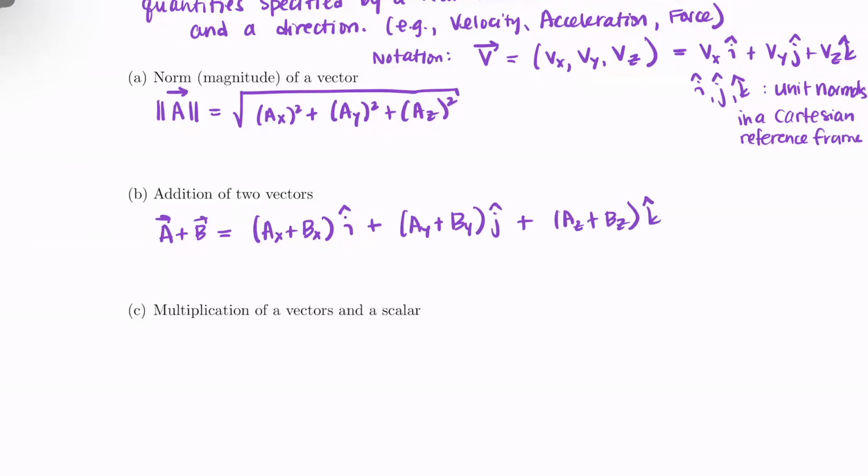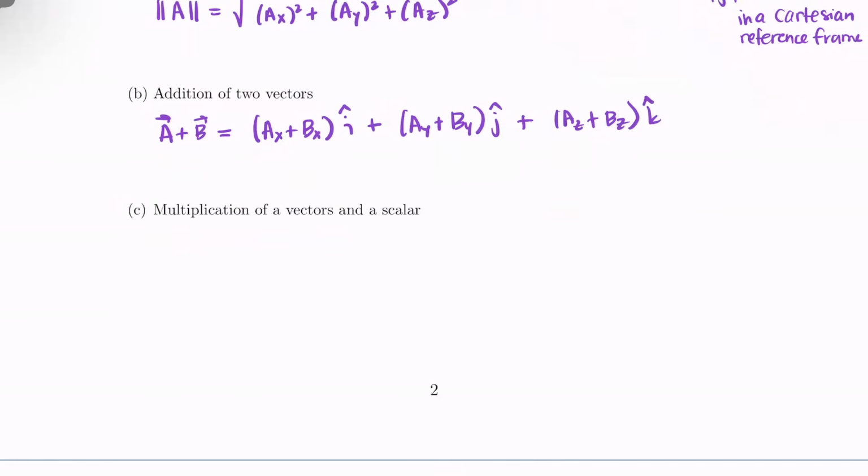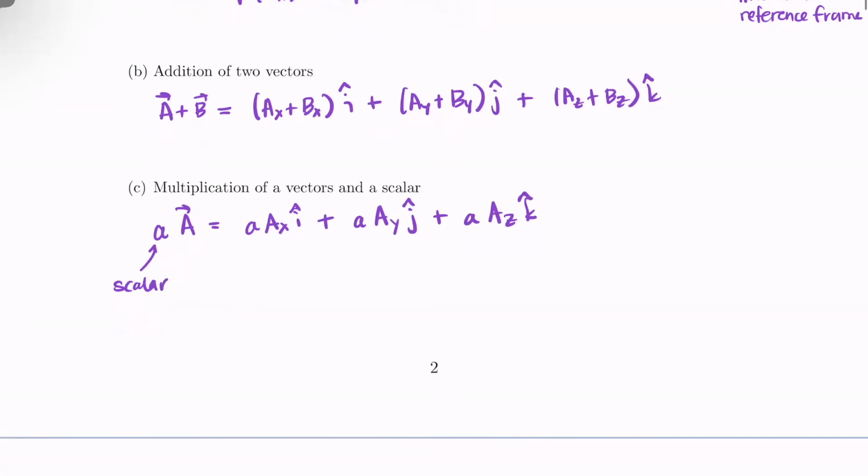Okay. We also might want to multiply a vector and a scalar. So if I have a scalar, lowercase a multiplied by my vector A, I'm just going to multiply each of the components by the scalar. Okay, so I have lowercase a times Ax, i hat, plus lowercase a, Ay, j hat, plus lowercase a, Az, k hat. Okay.